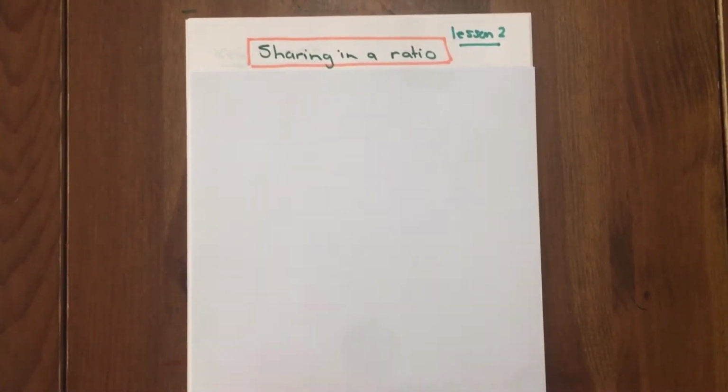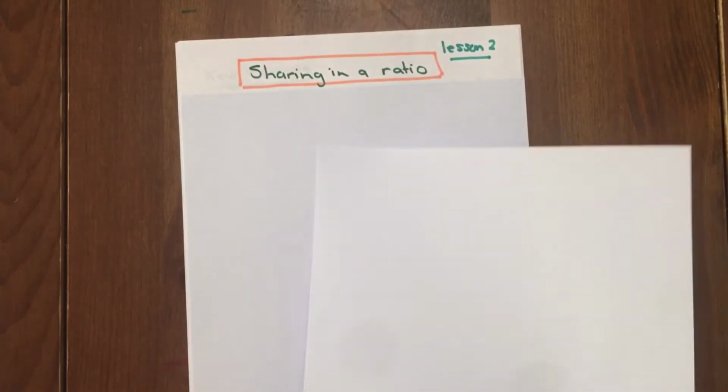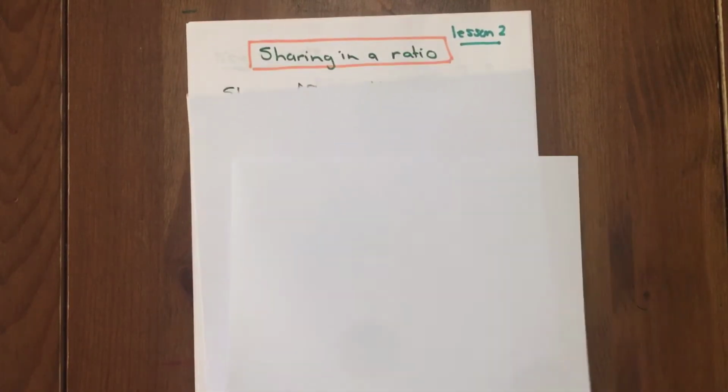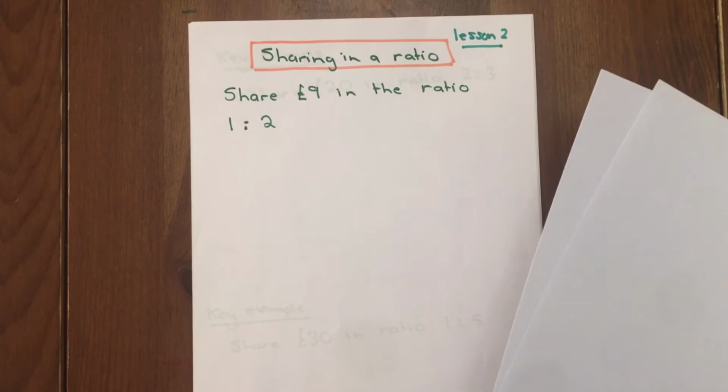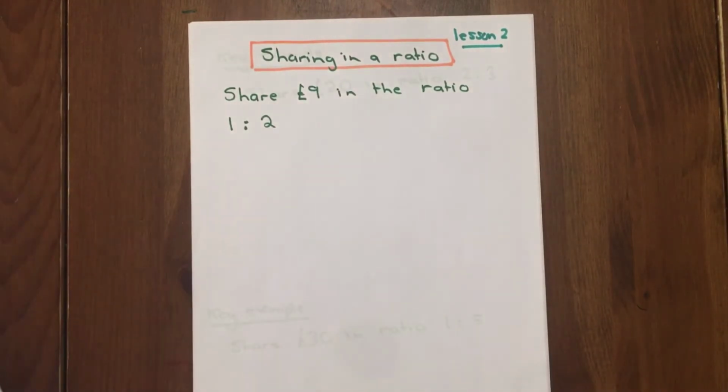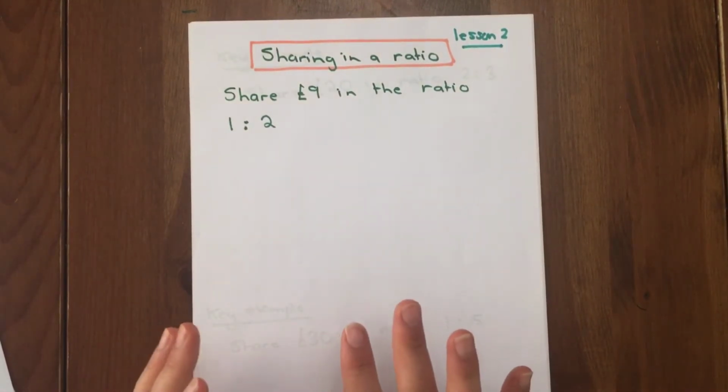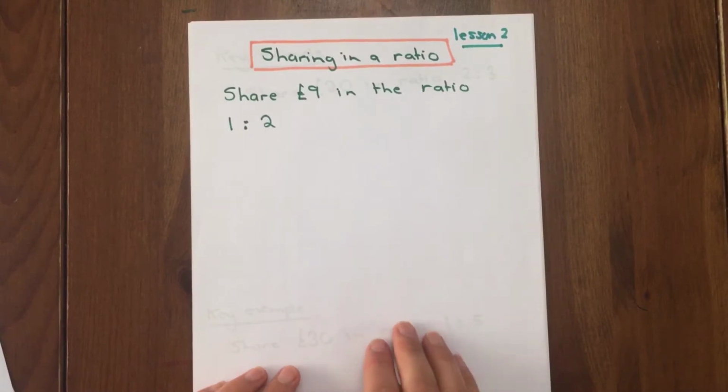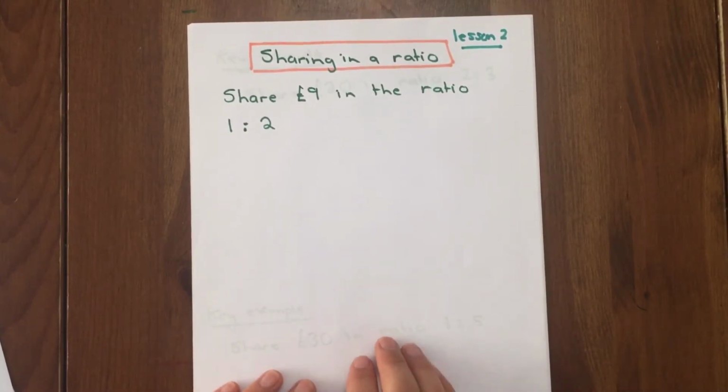Okay, so sharing in a ratio. You can write that title down, please, in your books. And can you write down this key example? I'm going to go through it. You can pause the video once I've been through it and write it in your books.